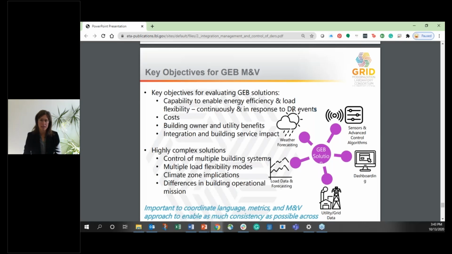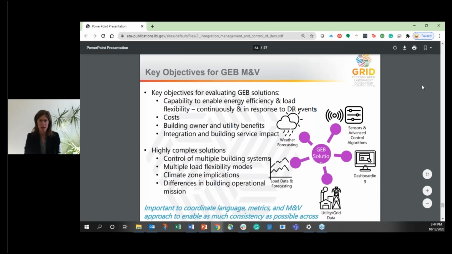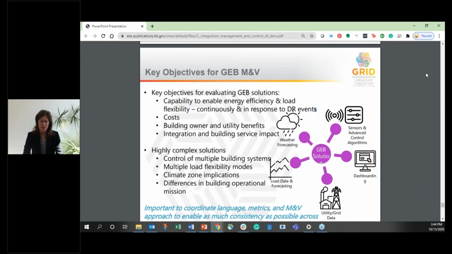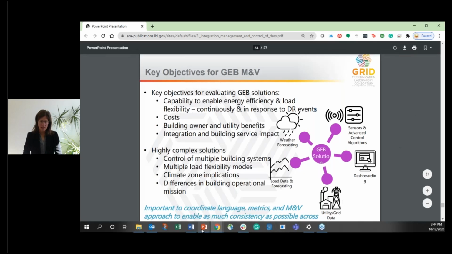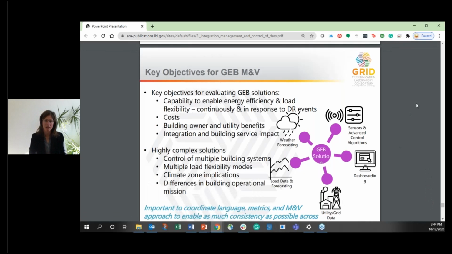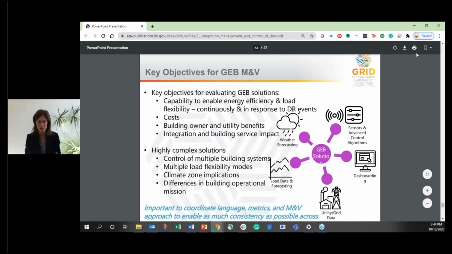So we will be working with utilities on these projects as much as possible, and with those utilities that are interested in participating in the project. And I'm just really excited for these field demonstrations. They're really the first field demonstrations in looking at load flexibility and how these software solutions can actually perform in real buildings. So stay tuned for that.